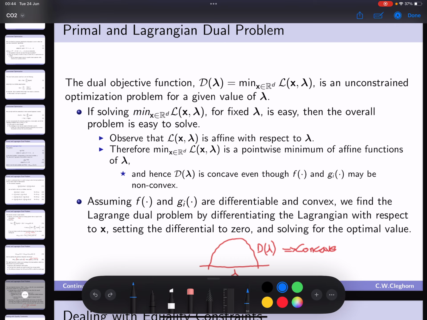Okay, so now we're going to say assuming f and the gi's are differentiable and convex, we can find the Lagrangian dual problem by differentiating the Lagrangian with respect to x, setting the differential to 0 and solving for the optimal values. And I'm going to walk you through examples of this now. But essentially, this is the strategy, right? In particular, you want to have differentiable functions. Obviously, as we just said, even if these are non-convex, we can still use this. But we're going to look at problems in the rest of this lecture where these functions are still convex. Excuse me. So that's where we're at.